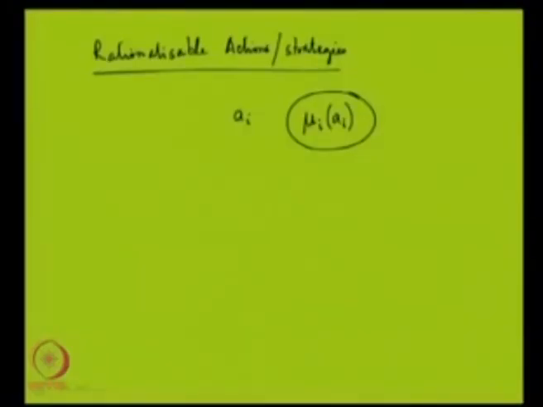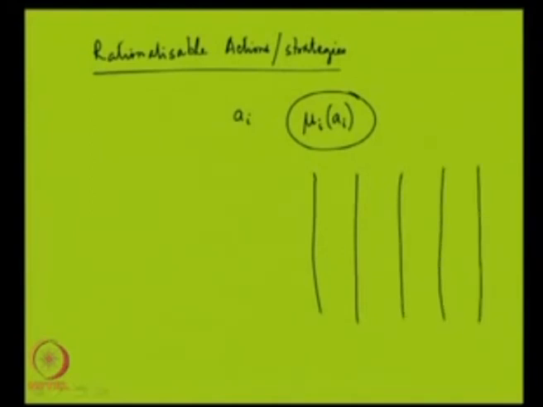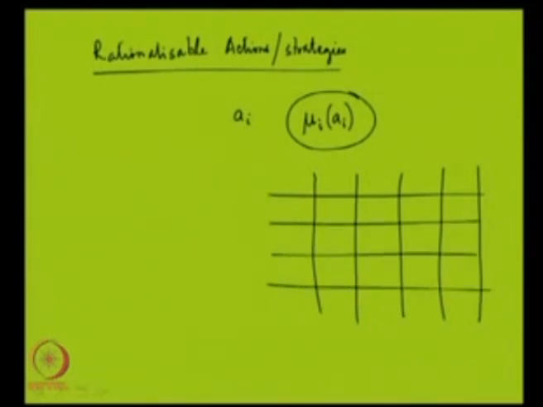This may seem a little vague, so let me start with an example of how these rationalizable actions are found in terms of real games. Two players are there, and each of the players has four actions.